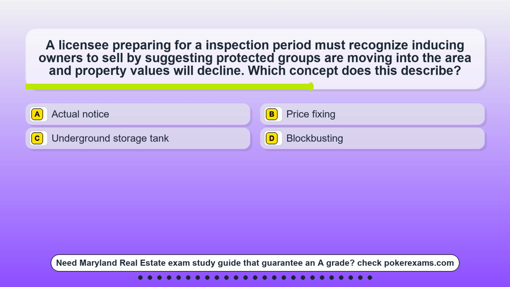Question 23. Which landmark federal law replaced national origin quotas with a different immigration preference system? Option A. Americans with Disabilities Act of 1990. Option B. Immigration and Nationality Act of 1965. Option C. Reconstruction Acts. Option D. Alien and Sedition Acts of 1798.